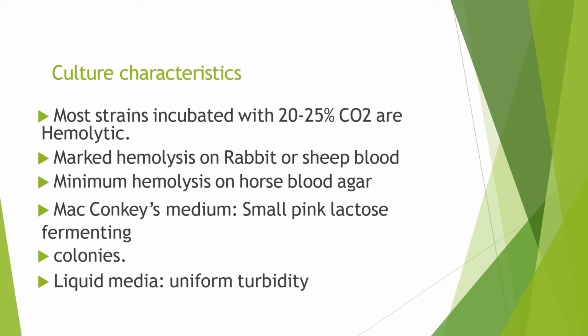Okay, so the cultural characteristics: most strains are incubated in 20 to 25 percent carbon dioxide. We already told that it is a facultative anaerobe, so it produces hemolytic colonies. Marked hemolysis is seen in rabbit or sheep blood. Minimum hemolysis is seen in horse blood agar, in ready-made horse blood agar. But in rabbit or sheep blood agar, marked means very good hemolysis can be seen.